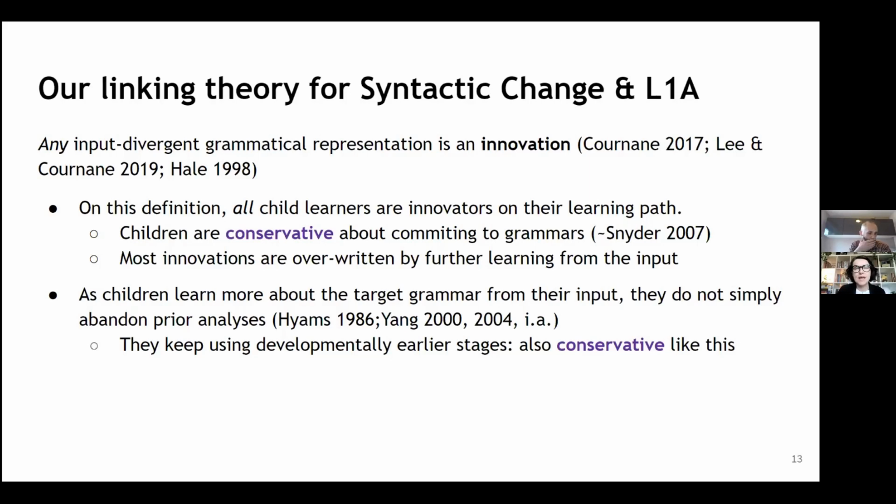So children, but we know that children are actually quite conservative about committing to grammars. So they'll kind of hold on to older grammars and really wait for unambiguous evidence for making any further decisions. And notice that along the learning path, learners are really, really good. So most innovations, most input divergences are going to be overwritten by further learning from the input. That's going to be the usual fate.